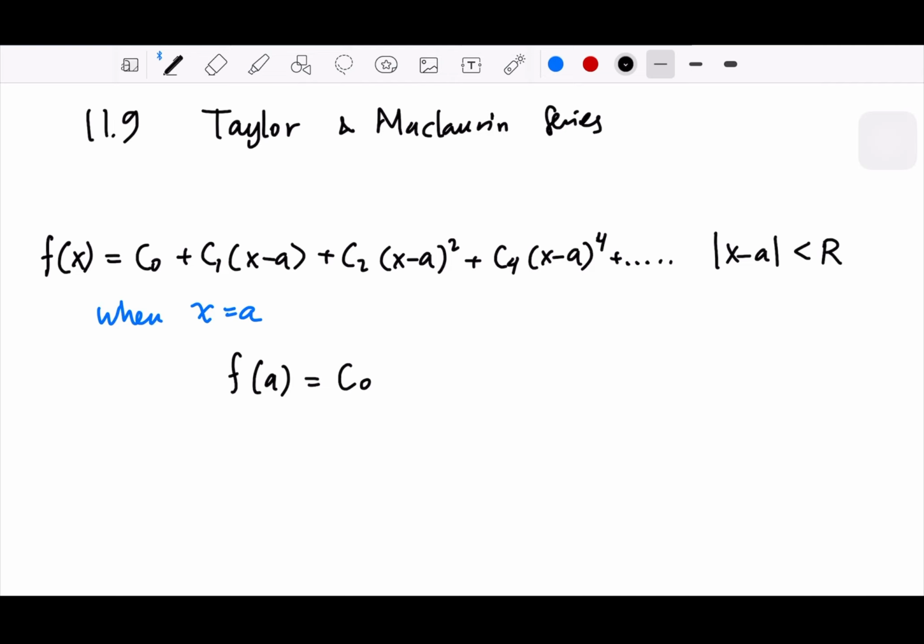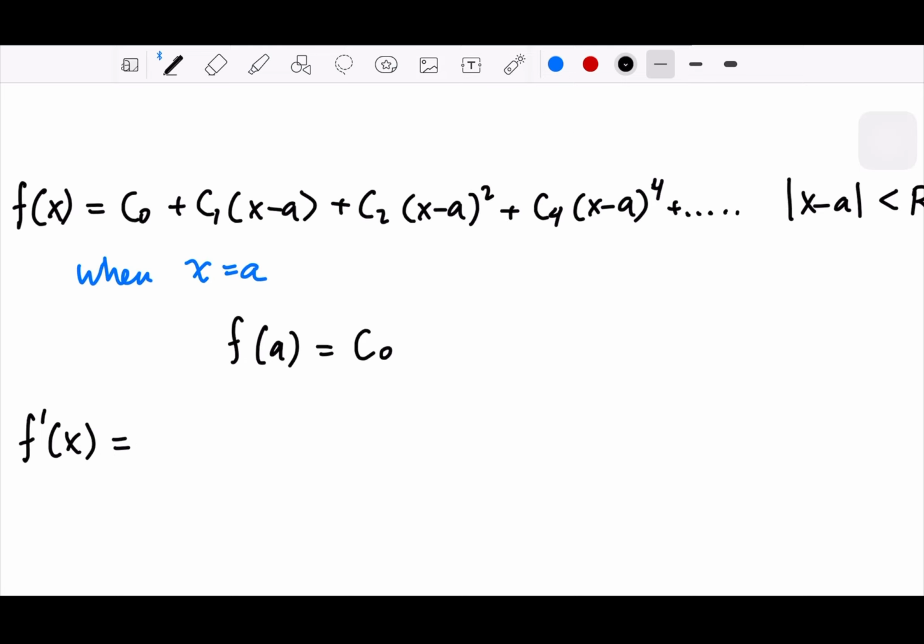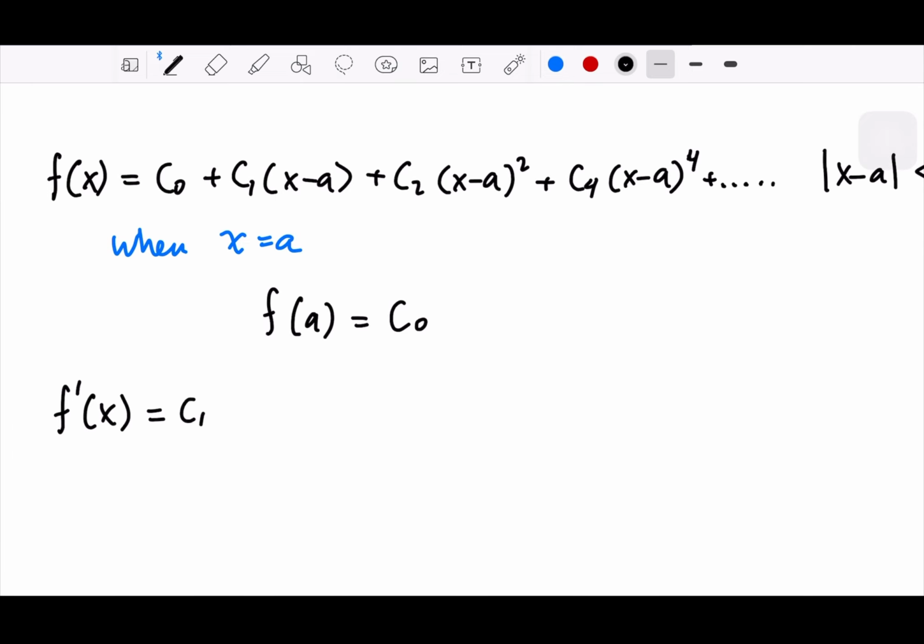The next one: in the previous section, we can differentiate the expansion series, right? So let's try to differentiate. Let's differentiate f of x. This will be C1, because it's x minus a. And we differentiate C2, we have 2C2, right?